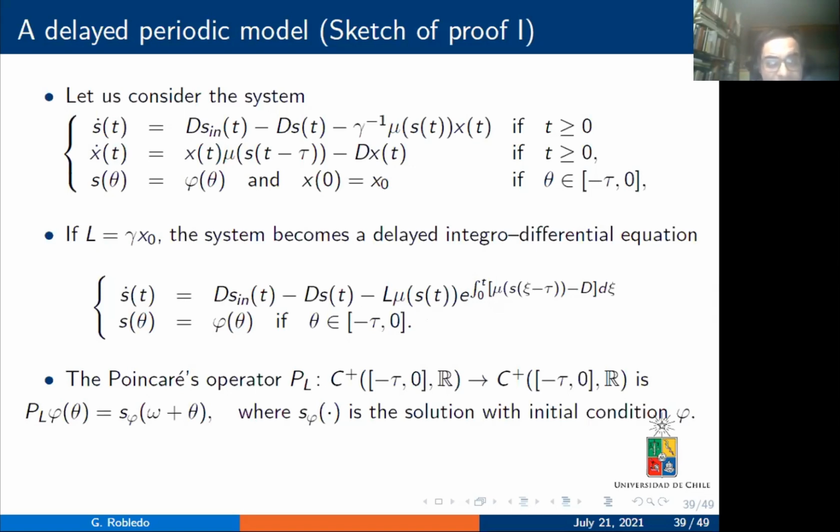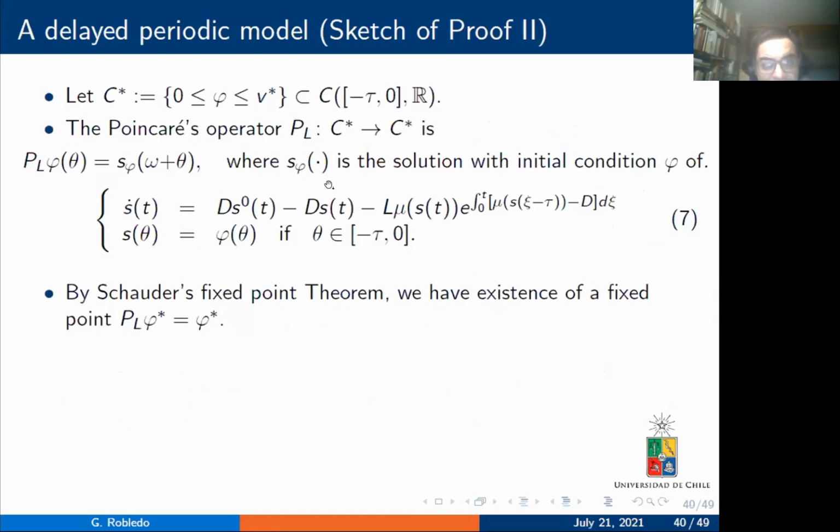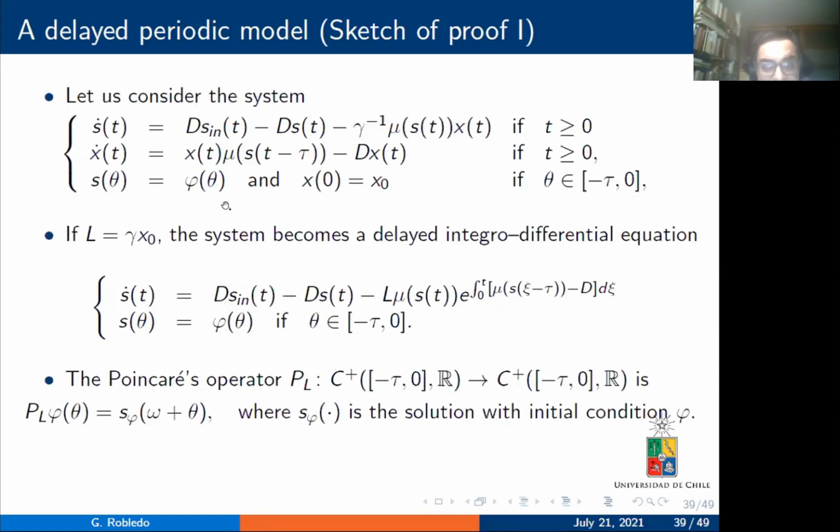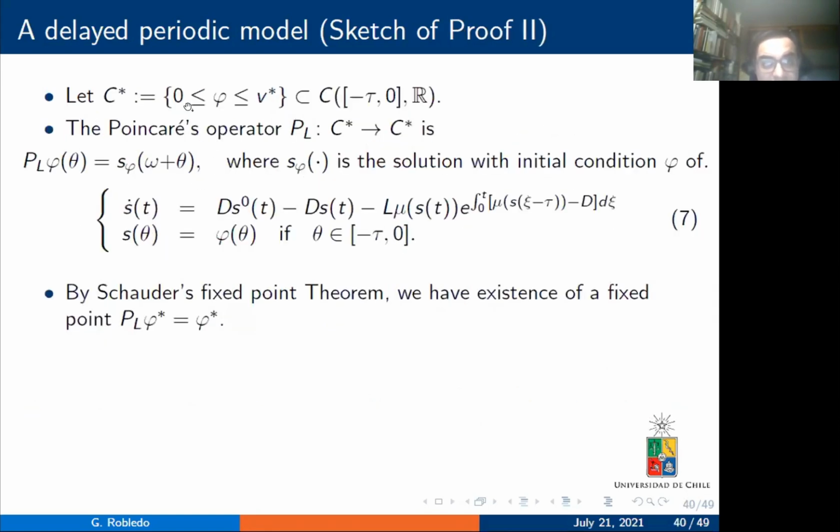We will make a restriction for this Poincaré operator to this set where the initial condition C, phi, is bounded by 0 and by the washout solution. By using the Schauder fixed point theorem, we can prove that this Poincaré operator has a fixed point.